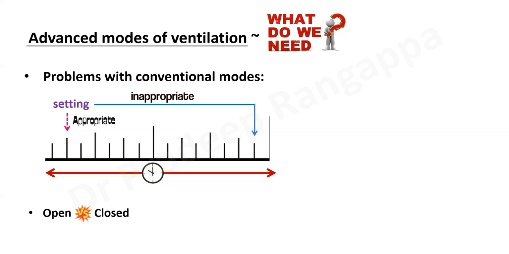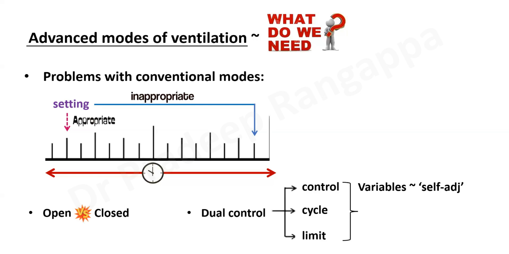So that's where you look at open versus closed loop ventilation. We talk about dual control ventilation being what is needed, where variables are self-adjusted, the cycle time is adjusted, limits are adjusted, and controls are adjusted.